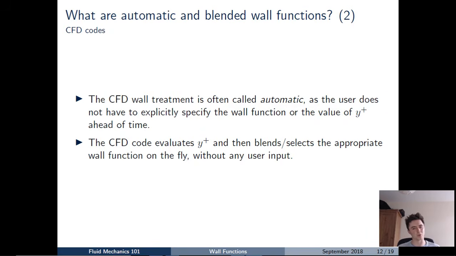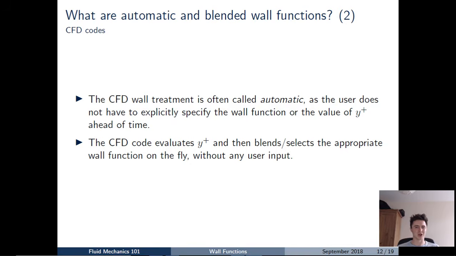So one thing we often find in CFD manuals is that the wall treatment is often called automatic, and what this means is that the CFD code will switch between that linear variation and that logarithmic variation depending on the local value of y+. And this is without the user having to explicitly specify what region y+ is going to be in ahead of time.